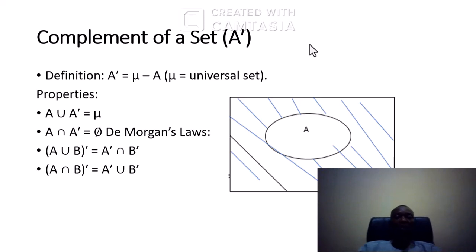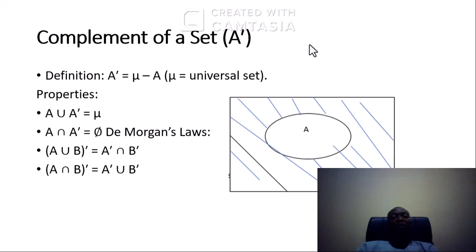So we have the properties of the complement of a set. A union A complement is the universal set. That is the addition of set A and its complement will be the universal set. A intersection A complement will be the empty set. That is, they cannot have anything in common.